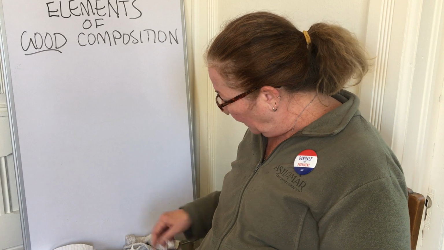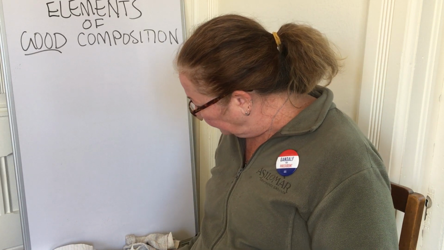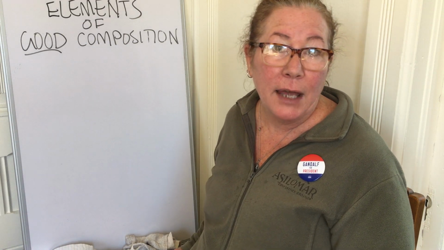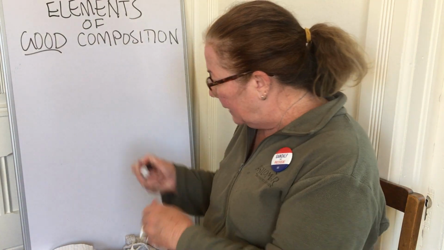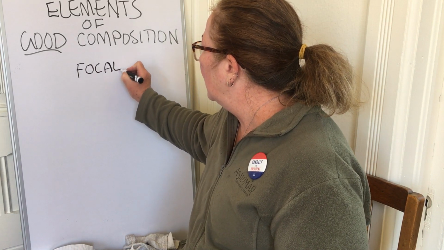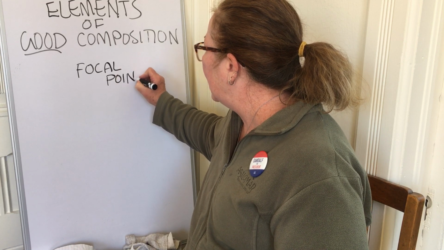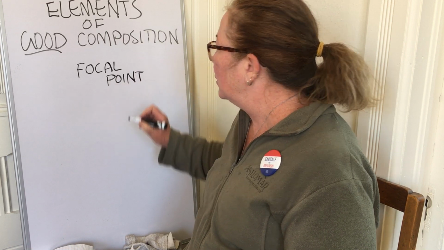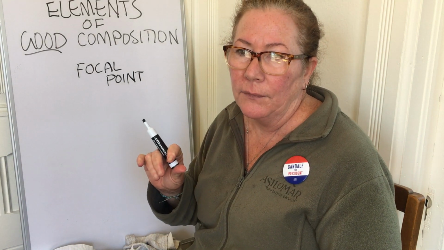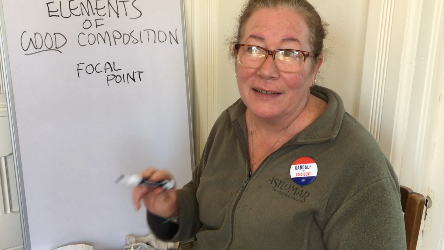But sometimes it's not that obvious. Sometimes you need to use something to help the viewer understand what the subject is. And in that case, you might need a focal point. So a focal point is something that gets your eye into the picture to look at, to make sure that the viewer is seeing what you want them to see, that they see the subject, right?